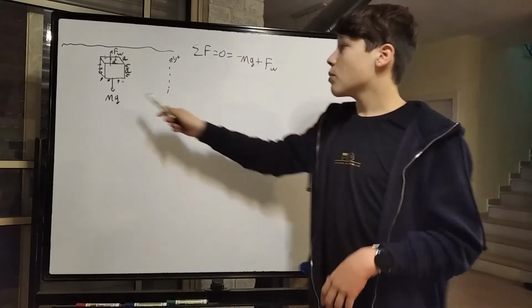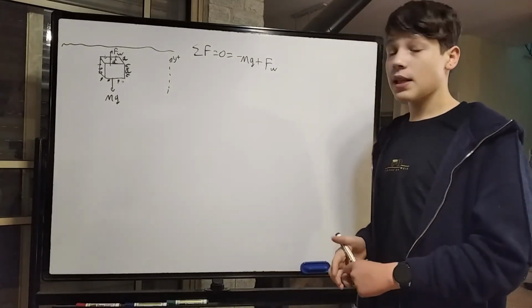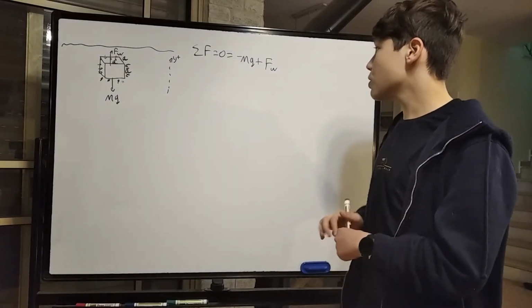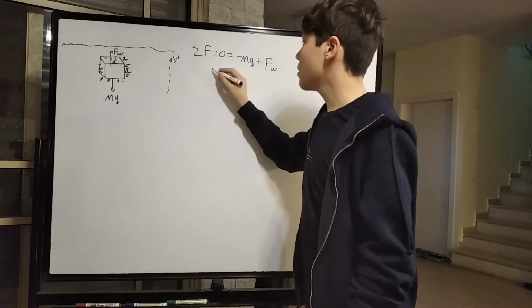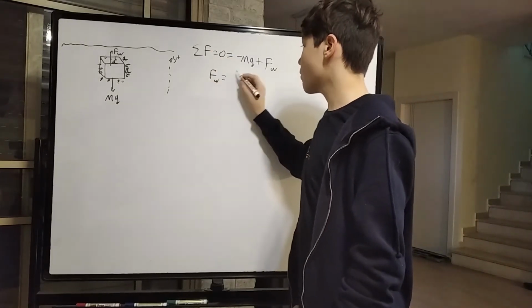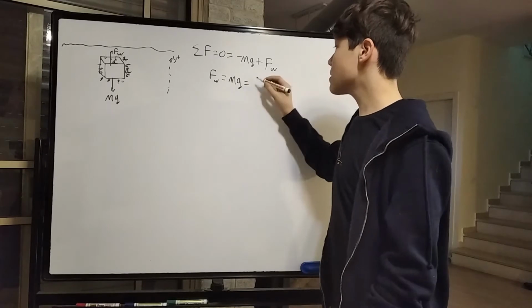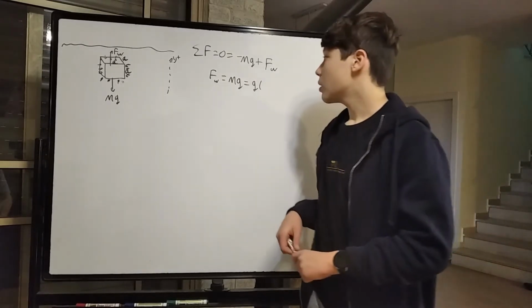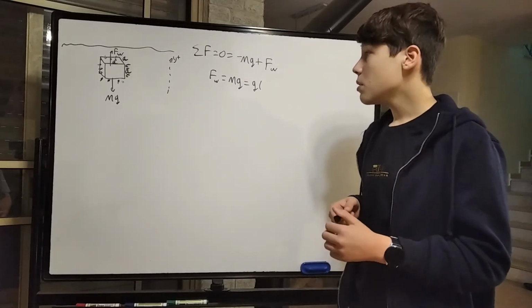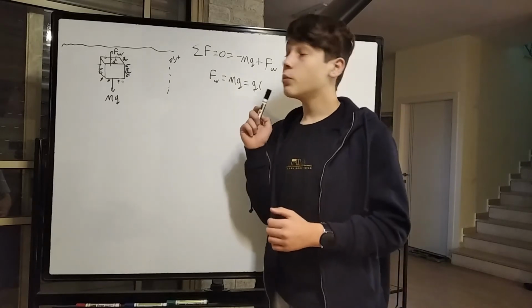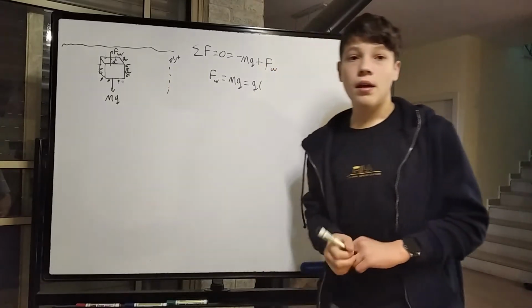It also has to cancel with the mg, meaning that it has to point the opposite way of mg, which is up, just like we expected. So minus mg plus Fw, the sum of the forces applied on this cube, is 0, meaning that the force of the water is mg. Now we want to find the mass. So we're going to write g times the mass. We don't know what the mass is, but we know it's a cube of water, and we know the volume of the cube is a cubed, a times a times a.